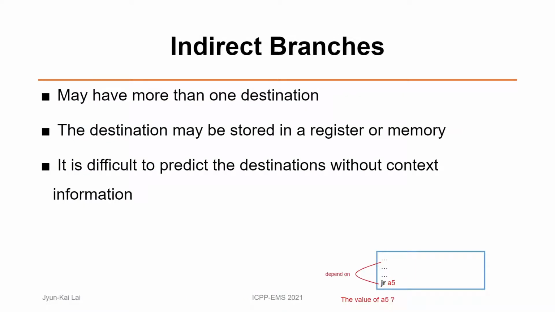Indirect branches may have a single destination or more than one destination. The destination may be stored in a register or a memory address. It's difficult to predict the destination without context information.